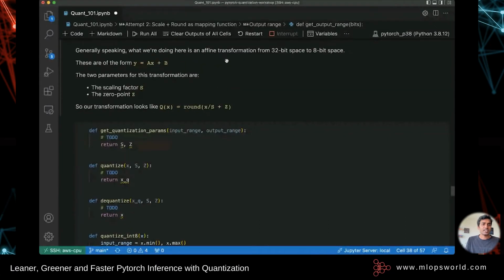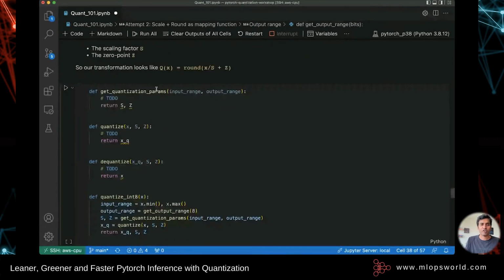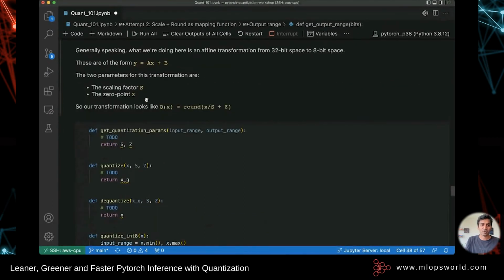And like I mentioned, instead of a simple round, what we're going to do is first transform it from 32-bit to 8-bit space and then do the round. And this transformation is going to look like this: y is equal to ax plus b. Must be a very familiar equation to you. And we already discussed what the scaling factor and zero point does. So the actual quantization mapping function looks like this. You affine transform your value, and then you round it.